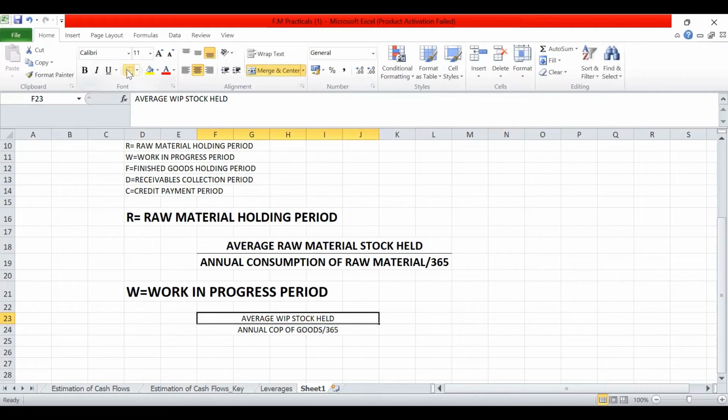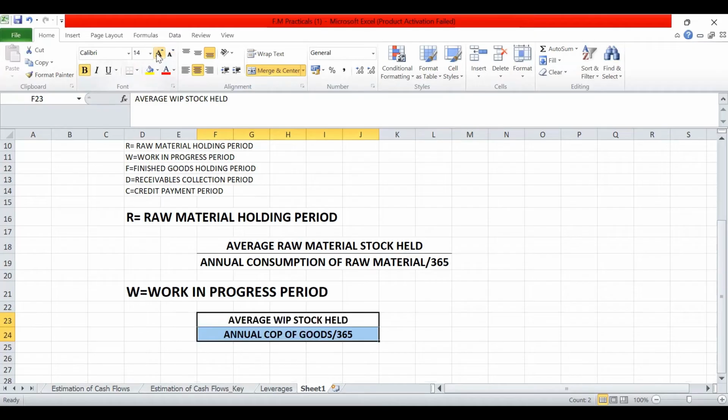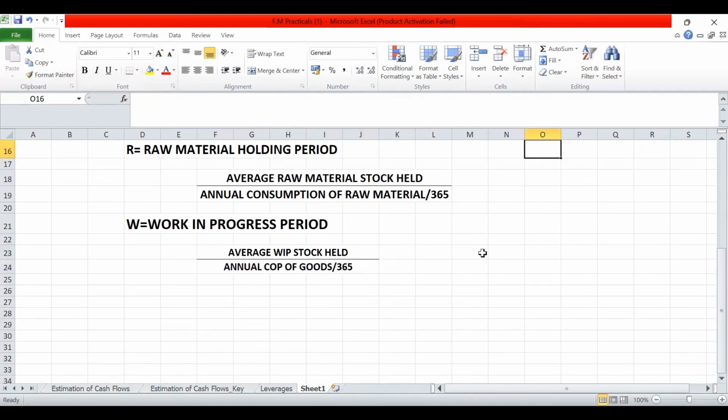So this is the formula, right? And if you have the average cost of production of goods per day, you can divide average WIP stock held with that particular information, only if you have that information in the question.